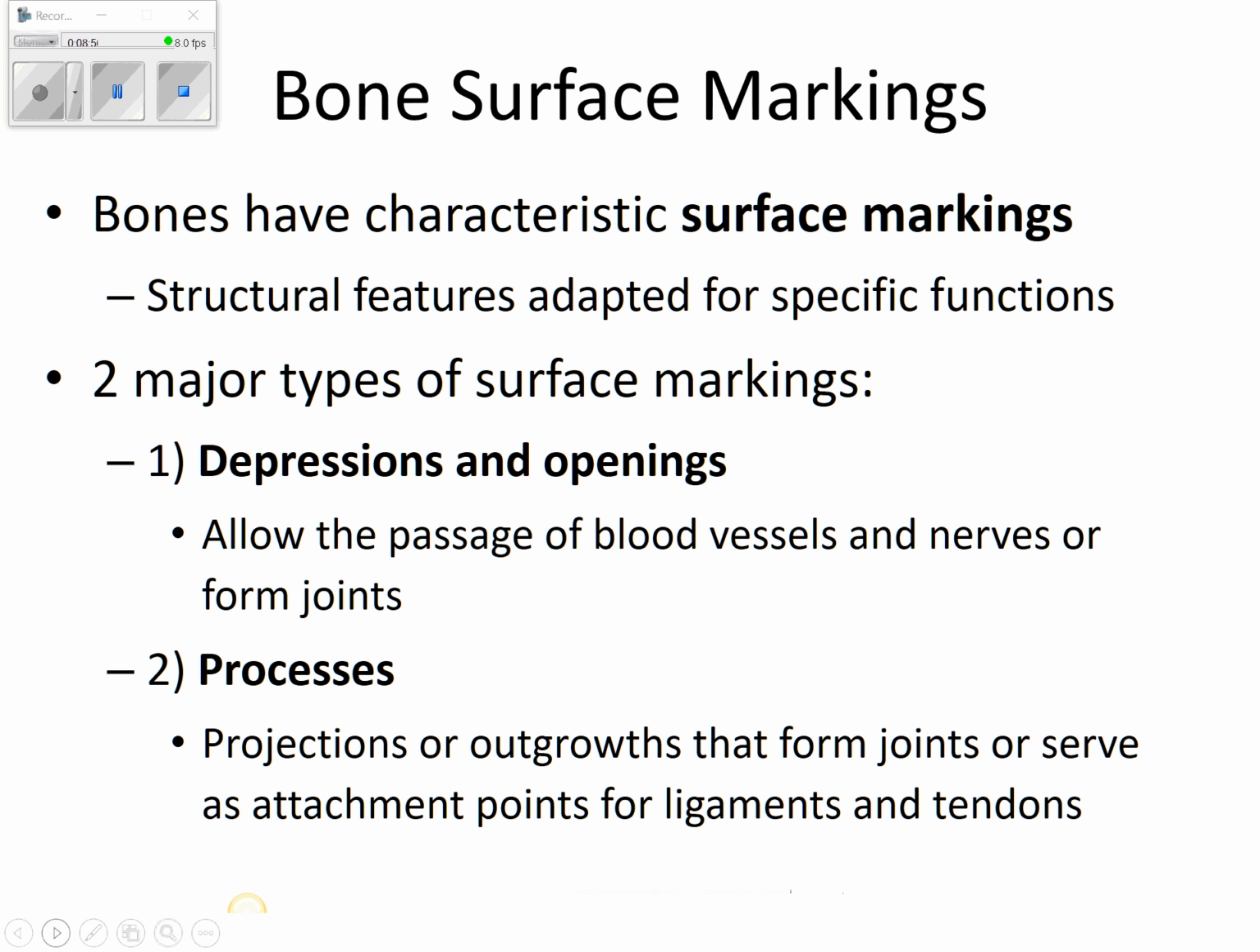Bone surface markings: this is an outline or basic information of what we're going to go over in the next few slides. Bones have characteristic surface markings, structural features adapted for specific functions. You have two major types. You have depressions and openings, which allow the passage of blood vessels and nerves to run through, or some of them can help form joints. Processes are projections or outgrowths that form joints or serve as attachment points for ligaments and tendons.